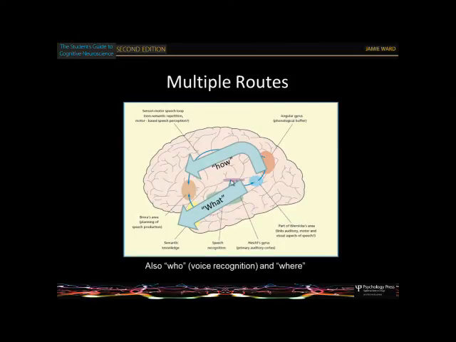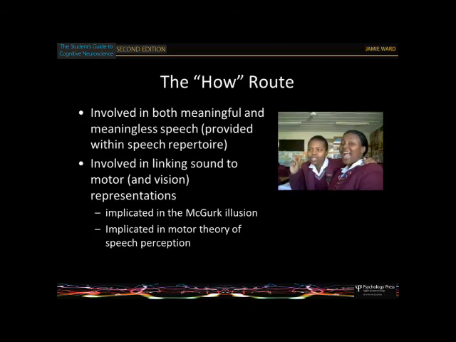Whereas if you're a Xhosa speaker, then you will activate your how root as well, because you know how to produce those particular sounds when you speak. There are about 4 or 5 clicks in Xhosa. It's spelled X-H-O-S-A. That's the name of this language.